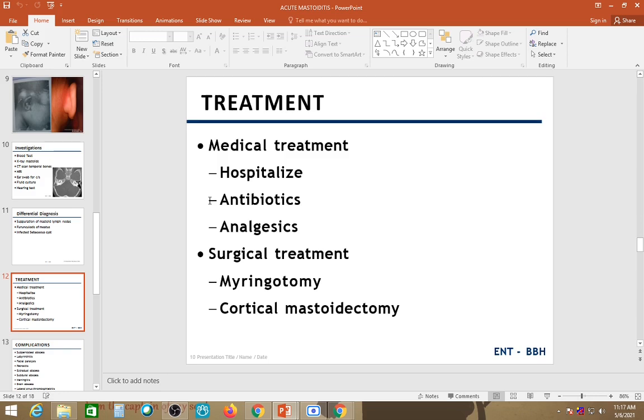Myringotomy is just making a hole and draining out the infected material accumulated inside the ear. And cortical mastoidectomy is a removal of that part. There are different types of mastoidectomy. For this one, we need the cortical mastoidectomy if the myringotomy has failed.